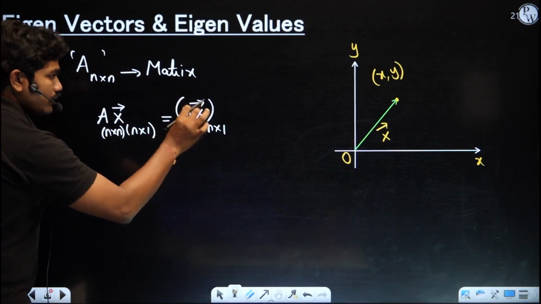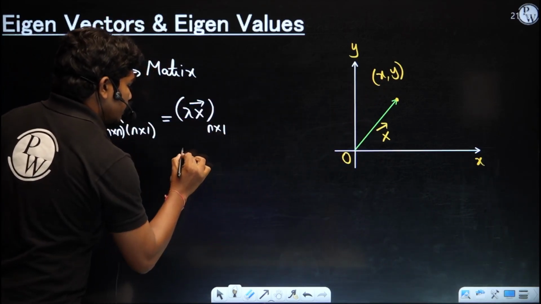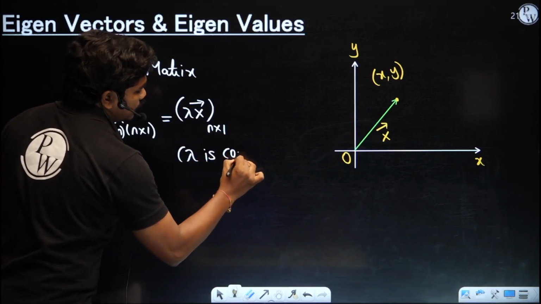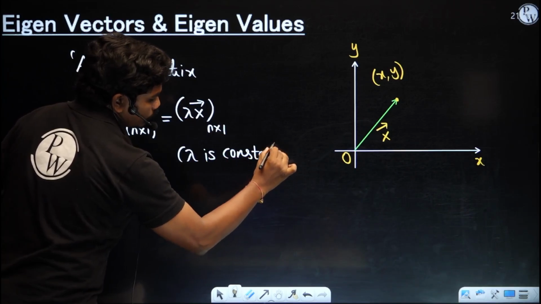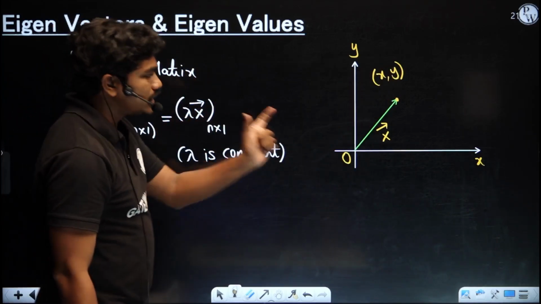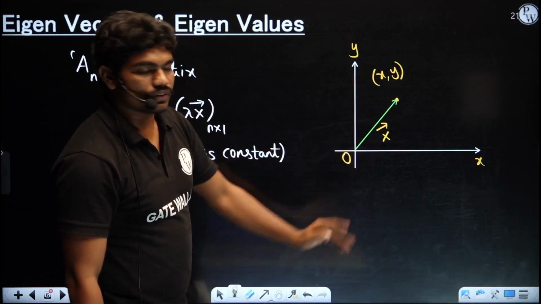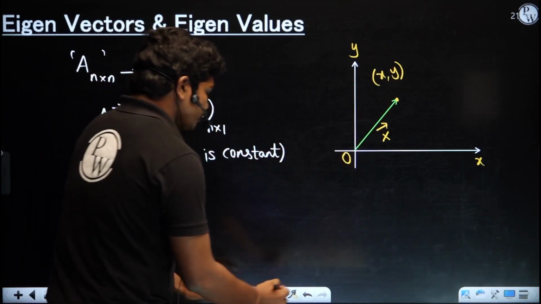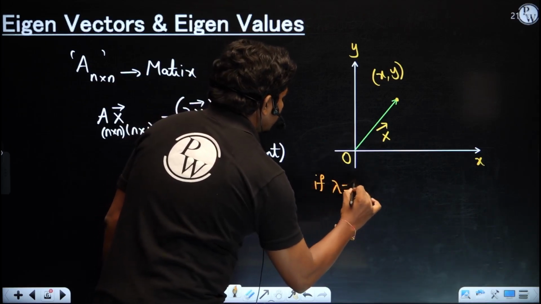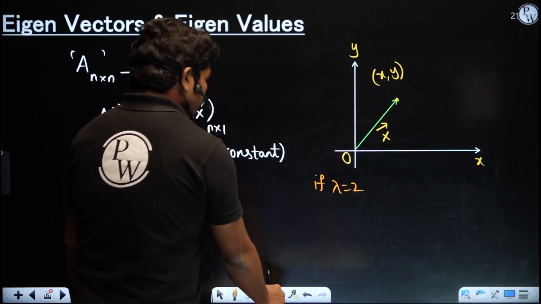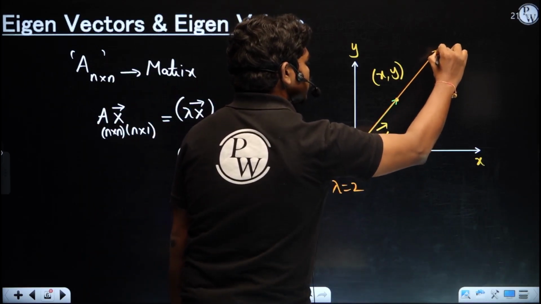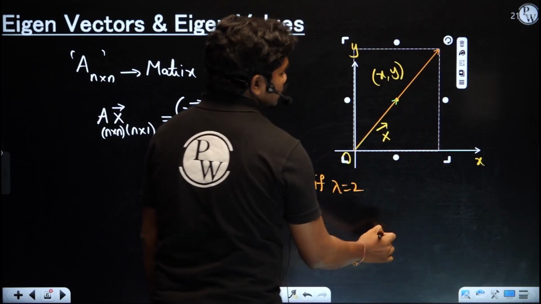Whenever x bar is a vector and lambda is a constant, if you multiply that constant to the vector, this term only gives you the change in length of that vector. Let us suppose lambda is equal to 2. If this is x bar, then 2x bar will be something like this.